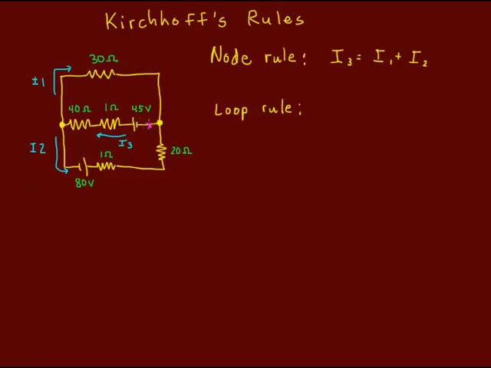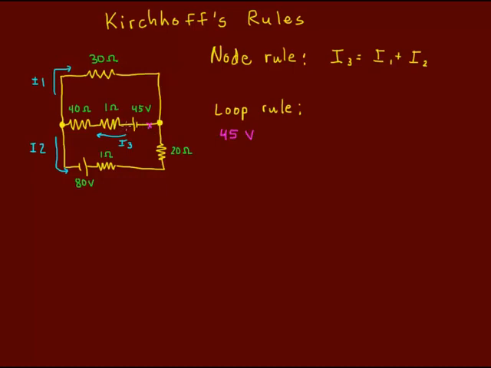If you're going on your loop and walking around and you go from the low side to the high side of the battery, you will gain voltage. It looks to me like I'm going upstairs, and if I'm going upstairs, I'm going to gain voltage. So the first thing I'm going to do in my loop here is write 45 volts because that's what I'm gaining.